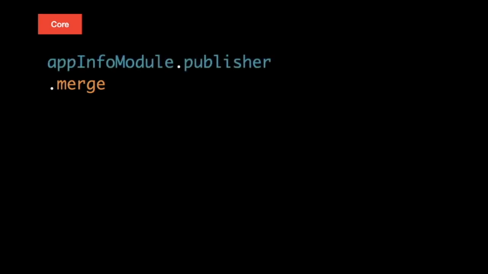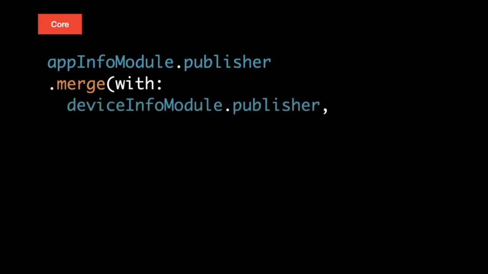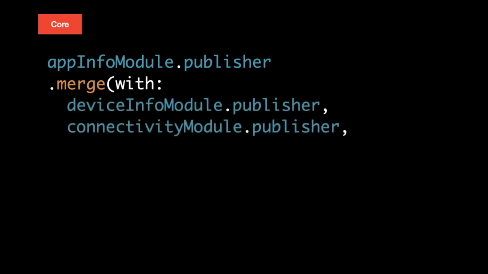So with the publishers that publish the same type, String Any, and never fail, we can use the merge operator to interleave that data together without having to write any code ourselves. That would look something like this, where we take our first publisher, the app info module publisher, and merge it with the device info module publisher and the connectivity module publisher.